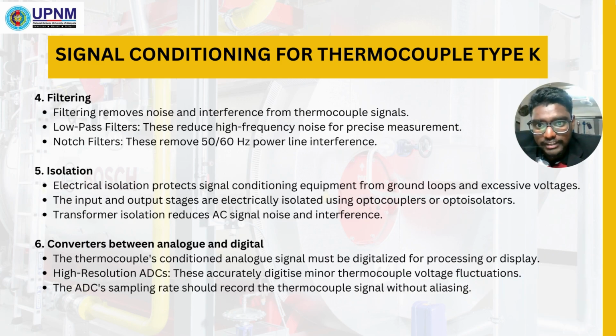And then the fourth one is filtering. Filtering removes noise and interference from thermocouple signals, and we use a low pass filter and notch filters. The fifth one is isolation. Electrical isolation protects signal conditioning equipment from ground loops and excessive voltage. The last one is converters between analog and digital, which we simply call the DAC. The thermocouple's conditioned analog signal must be digitalized for processing or display.